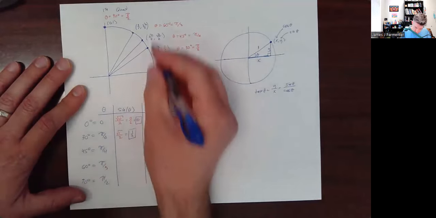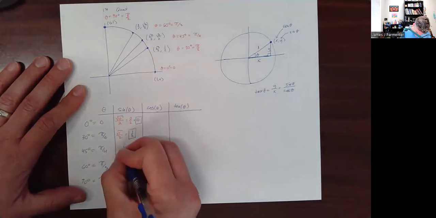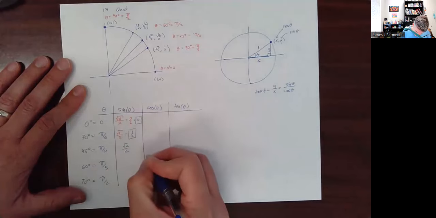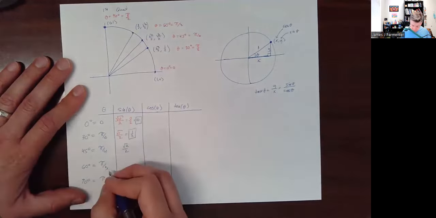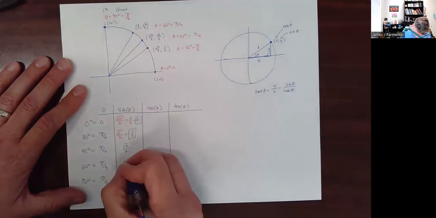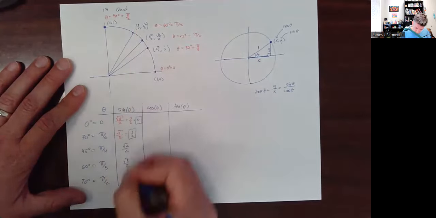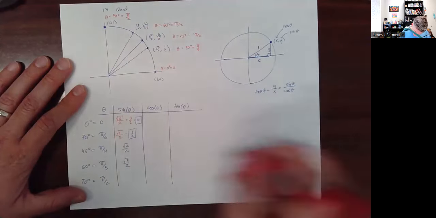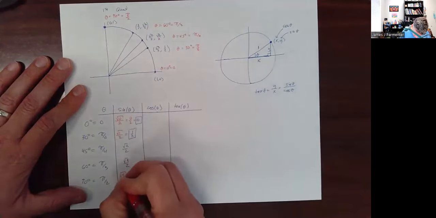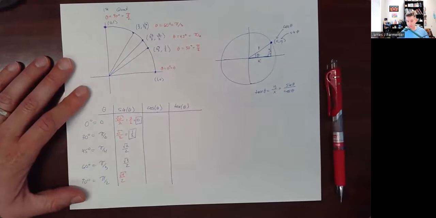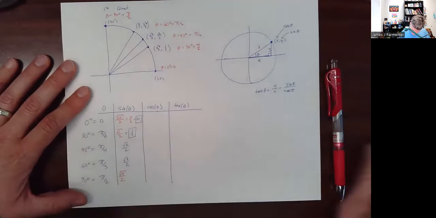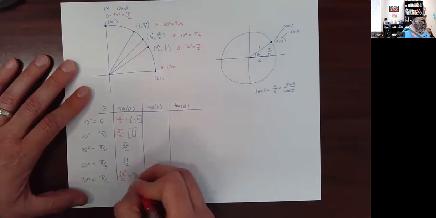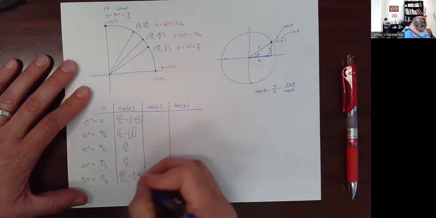Sine of 45 degrees is root 2 over 2. Sine of 60 degrees is root 3 over 2. Sine of 90 degrees is 1, which I'm going to write as the square root of 4 over 2. I know, seems silly, but square root of 4 is 2, and 2 divided by 2 is 1.